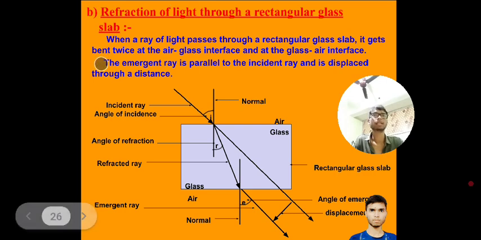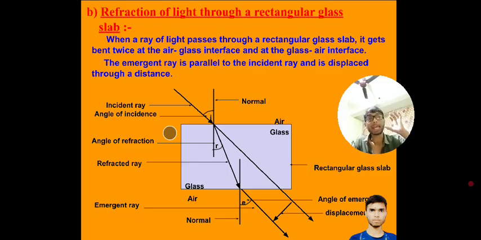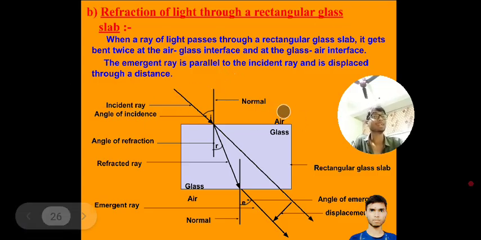Carefully visualize it. Refraction of light through a rectangular glass slab. We have this rectangular glass, and it is transparent. It is possible to observe refraction of light when we have a transparent object. If you take an opaque object, then it is not possible at all to observe refraction of light with the help of an opaque object.